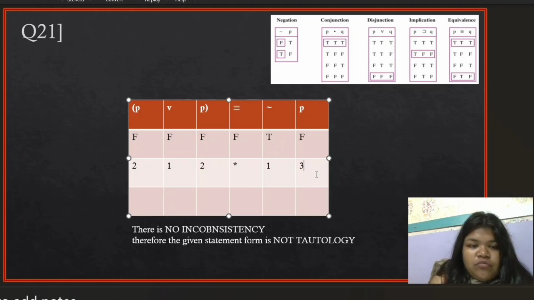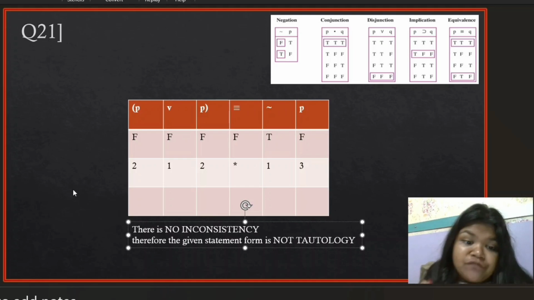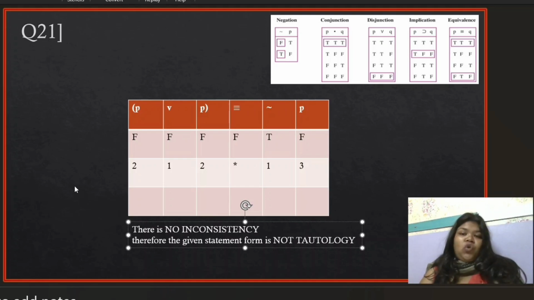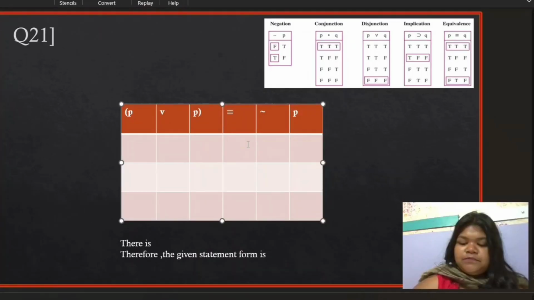Now if you check over here, do you get any inconsistency over here? Then no, you do not get any inconsistency. There is no inconsistency. Therefore the given statement form is not a tautology. Sorry, false.